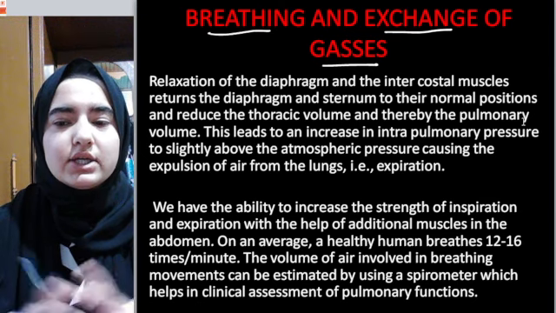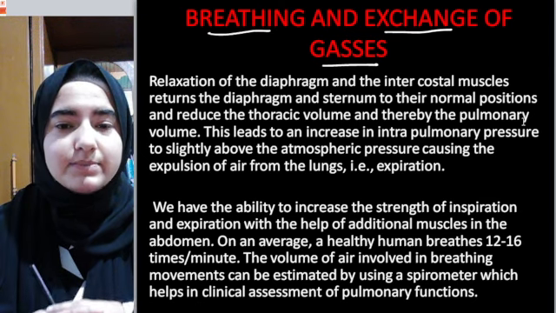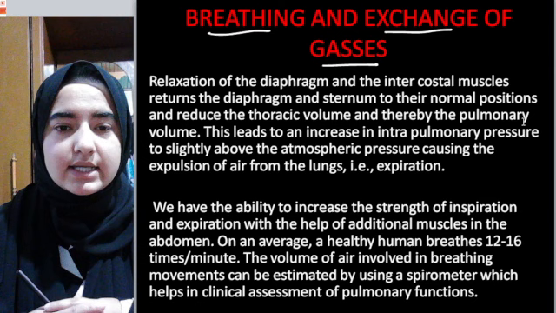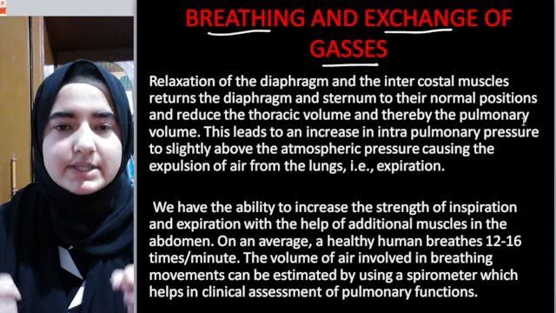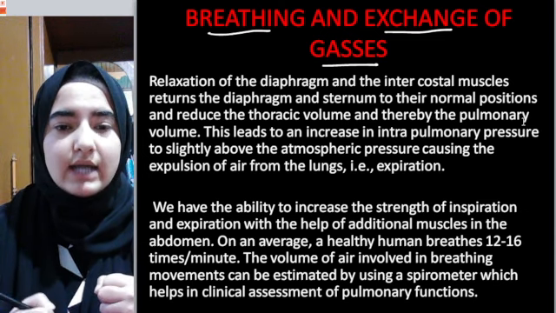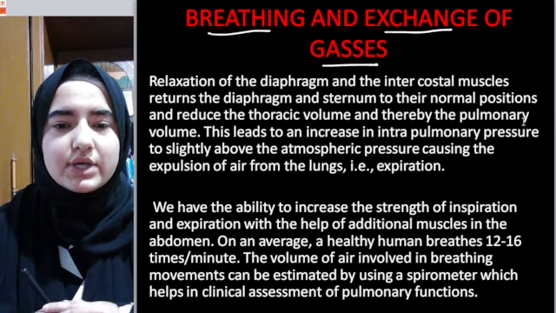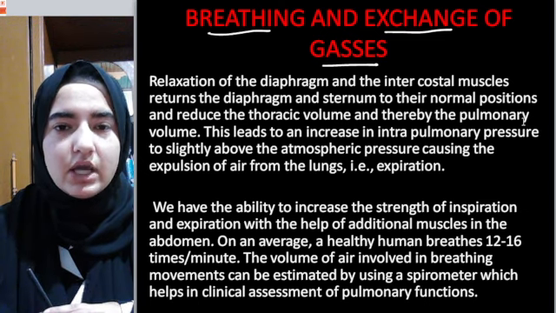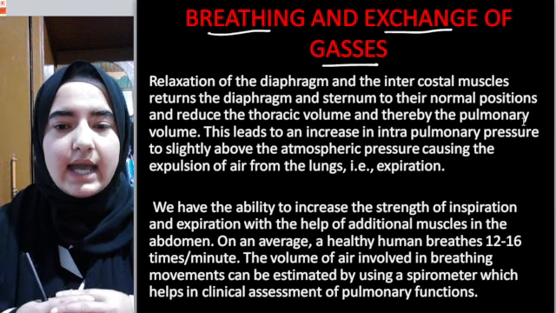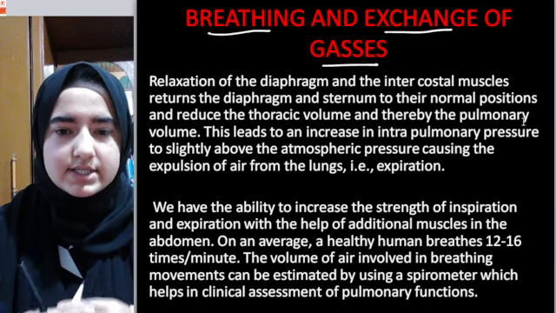So we have this ability to increase the strength with the help of additional muscles present in the abdomen. In normal inhalation and normal exhalation, what helps us is the muscles of the ribs, the intercostal muscles. But if we want to increase the strength of inspiration and expiration, we do that with the help of additional muscles present in the abdomen.